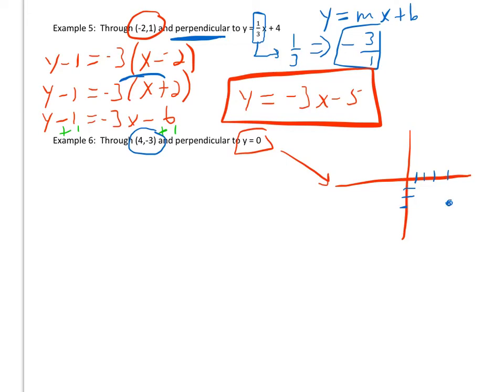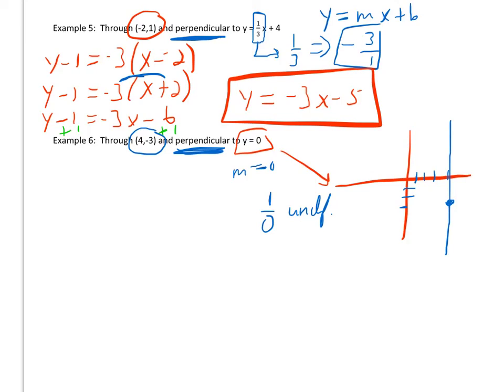Now a couple questions ago we did a line parallel to a horizontal line, but now we need a line perpendicular to it, which means its slope is the opposite reciprocal. Well, a horizontal line has a slope that is 0. The reciprocal of 0 is 1/0, and that's undefined. So that means we have a vertical line. Our vertical line must go through this point, which means it will look like this.